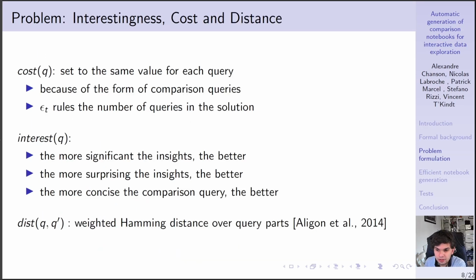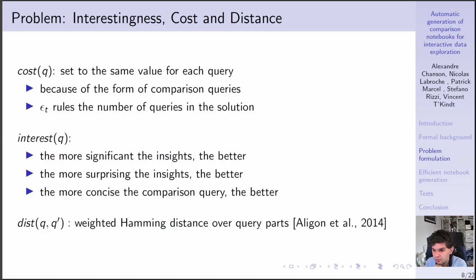The cost of a query is traditionally measured as the execution time. In our case, we postulated and verified empirically that it is going to be very similar for all comparison queries that are formed with the rigid pattern we presented earlier. So we set it to a constant and we use it to bound the number of queries in the notebook.